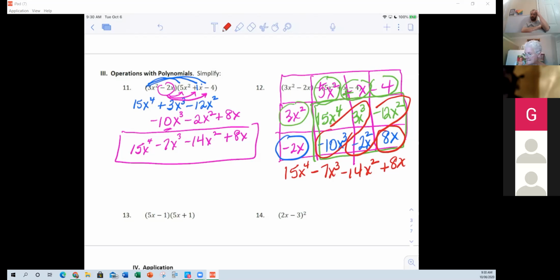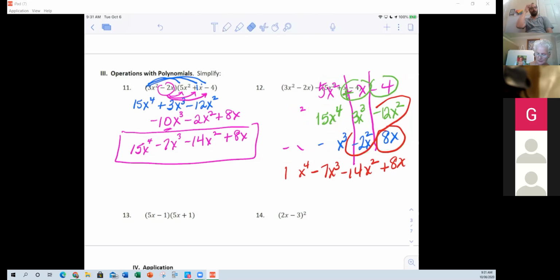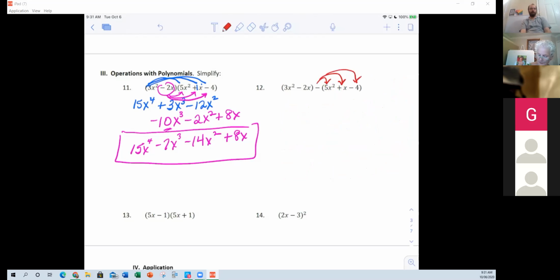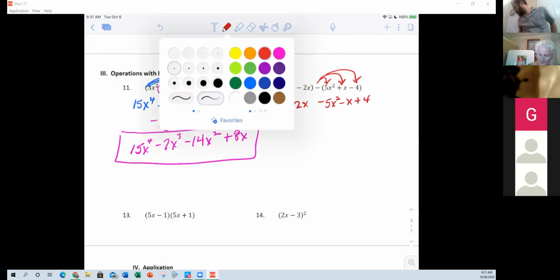All right. Number 12. Aurora, would you do that one? You tell me how you do it. So I'm gonna go ahead and distribute the negative first and make it negative 5x squared minus x plus 4. Great. Then just combine the like terms.